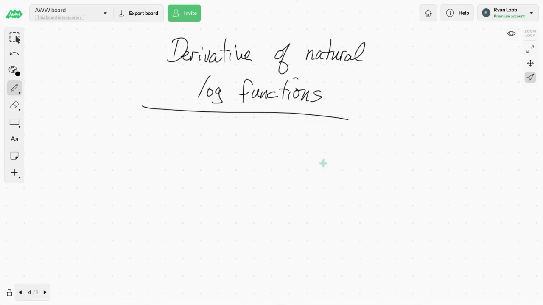Okay, so in this lesson, we're going to go over the derivative of the natural log function. Try to get through this relatively quickly here. By all means, you could always pause and rewind and watch again.